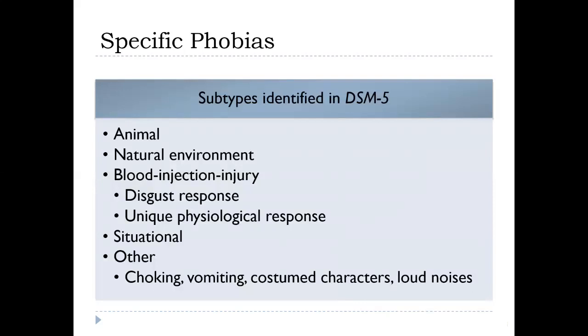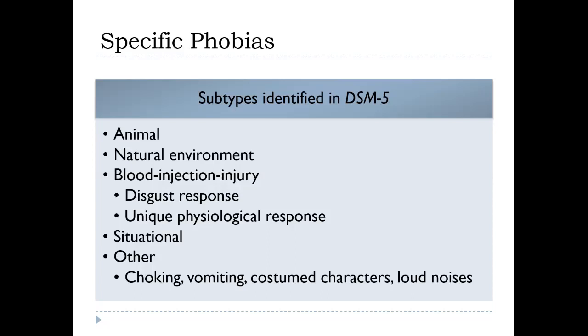So there are some common subtypes of phobias that are identified in the DSM-5, right? So the animal subtype is common. Some of the common ones there obviously are spiders, snakes, bees, kind of flying insects, that sort of thing. Dogs is common in kids, cats sometimes.